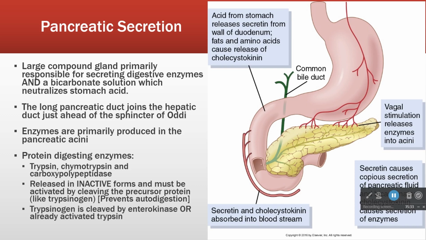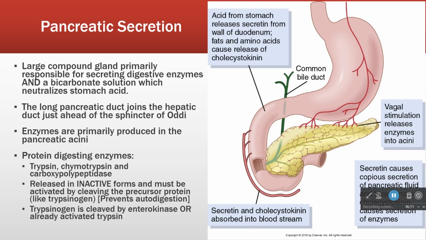Okay, so big compound gland. The pancreas does two main things: digestive enzymes and a bicarbonate solution. The bicarbonate solution is to neutralize the stomach acid. The pancreas is the only organ in the body that produces enzymes that digest everything we eat, right? So proteins, carbohydrates, and fats, and even things like nucleotides, the pancreas has an enzyme for that. So it is our primary source of digestive enzymes.